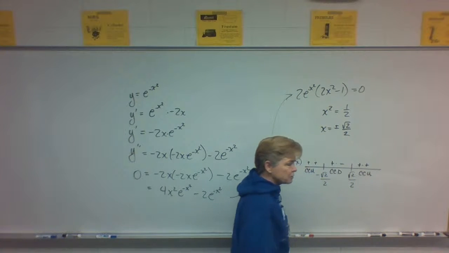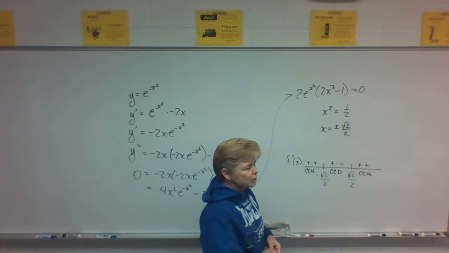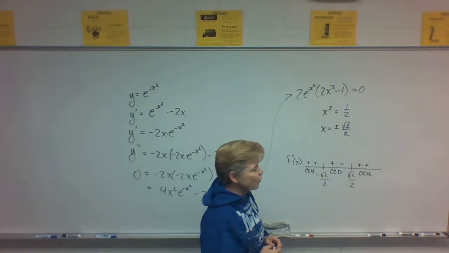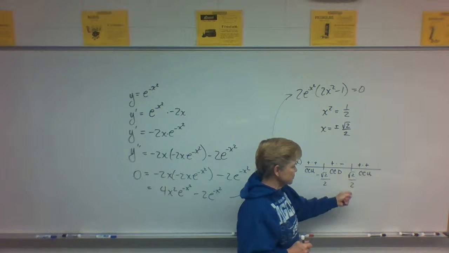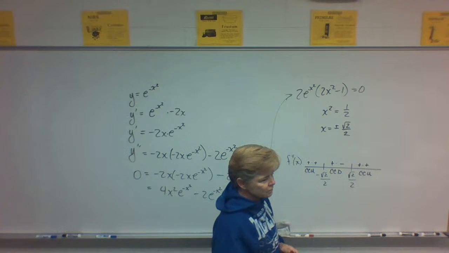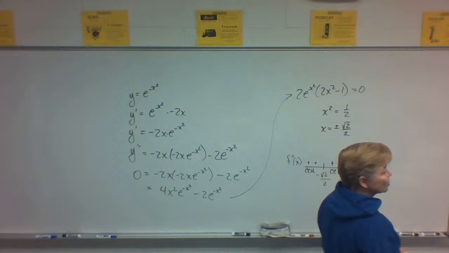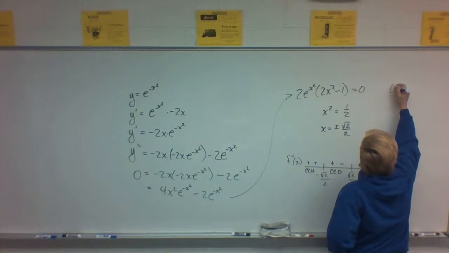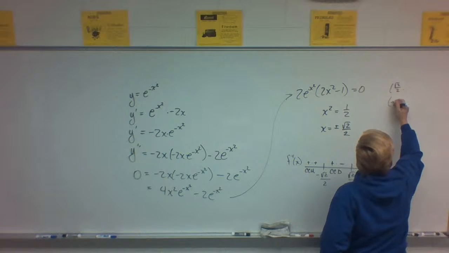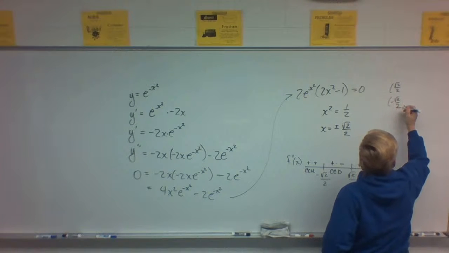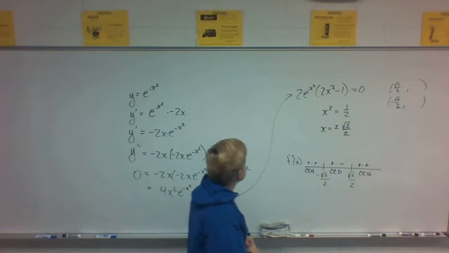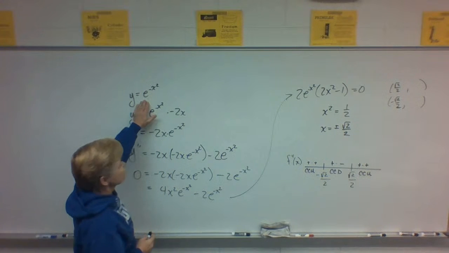So do we have inflection points? Yeah. Here's what's going to kill you on the quizzes and the tests. When it asks you to find inflection points, people list negative root 2 over 2 and positive root 2 over 2, and those are only the x values. Gotta find the y's. Inflection points are points. How do we find the y values? Good, you plug it in over here.